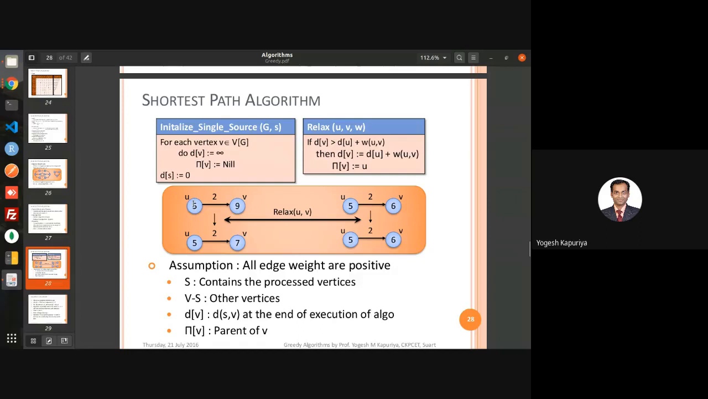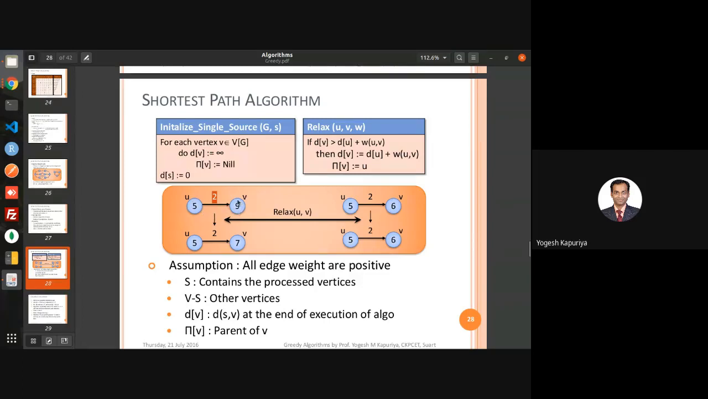The current shortest distance of u from another vertex is 5, and the current shortest distance of v from the same vertex is 9, and there exists an edge between u and v which has weight 2. Obviously, if you want to relax this edge, relaxing an edge means updating the shortest distance of the vertices which are the endpoints of that particular edge. So the shortest distance is 5, the weight is 2, and the direction is from u to v.